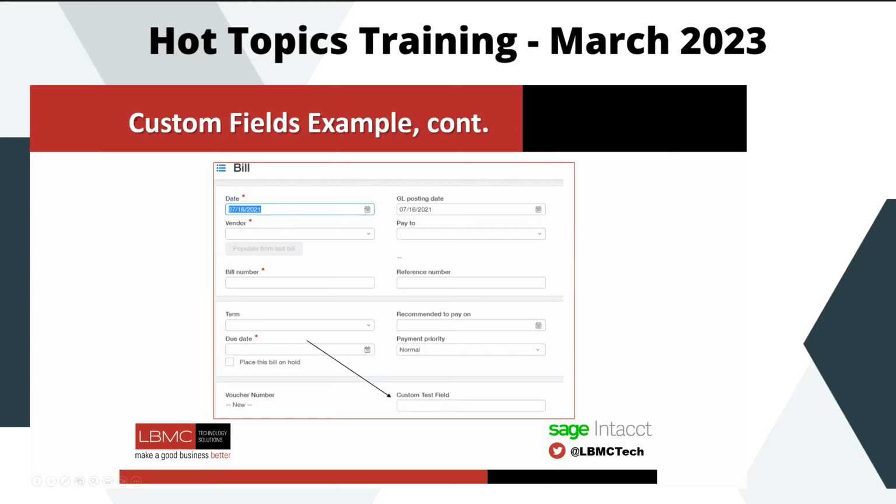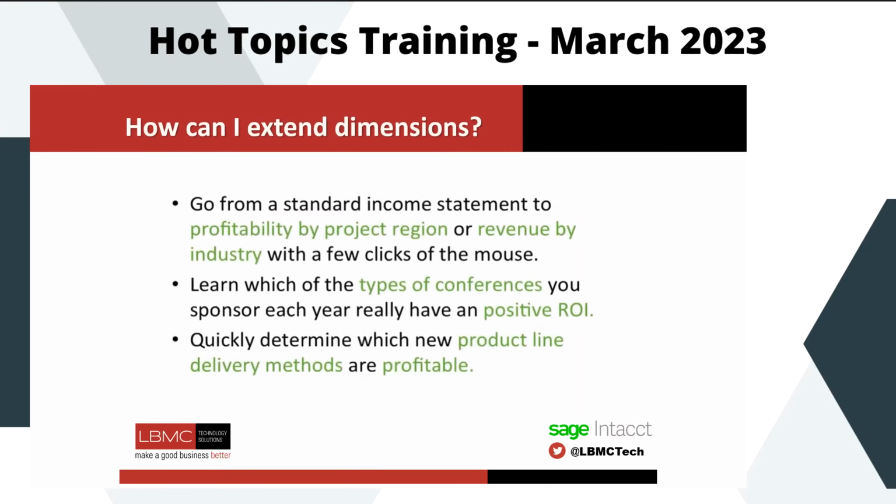Now, one of the great things is how you can extend how dimensions are used. Extending how dimensions are used can be anything from going from a standard income statement to a profitability by region. Say you have different locations throughout your business, and you want that to roll up to a region, say Southeast or Northwest. You can have that be a parent-child relationship where it rolls up to your region, and you can go by and report on that region as well.